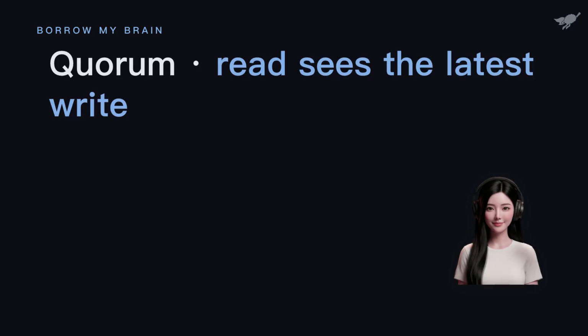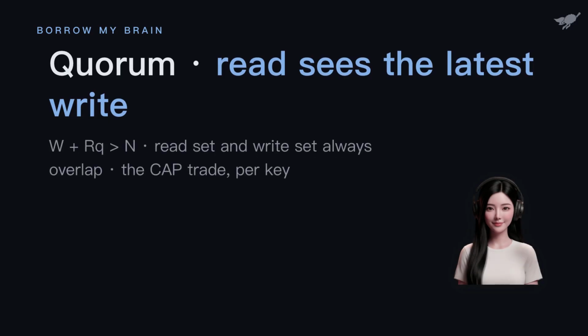But with multiple copies, how do you guarantee you read the freshest one? Quorum. A write needs 2 replicas to confirm. A read needs 2 to answer, as long as the write set plus the read set is greater than the total number of replicas. The read set and the write set must overlap. What you read is guaranteed to be the latest write. Tune these 2 numbers and you slide between consistency and availability. This is the CAP trade-off from that episode, landing on every single key.